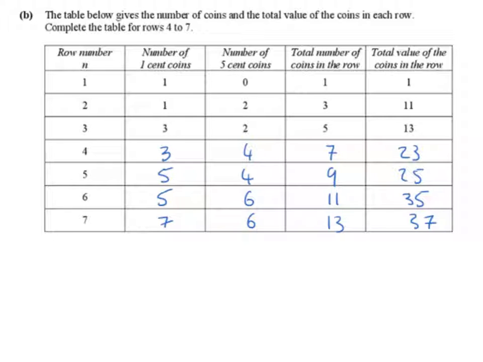In the seventh row, we add on 2 more 1-cent coins to get to 7, and we have the same number of 5-cent coins. 7 plus 6 is 13. We have 13 coins in total. And then 6 times 5 is 30, plus 7 is 37 cents.